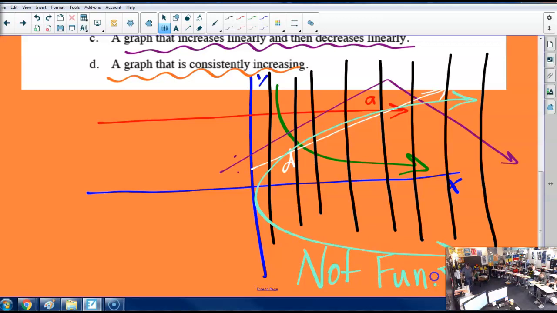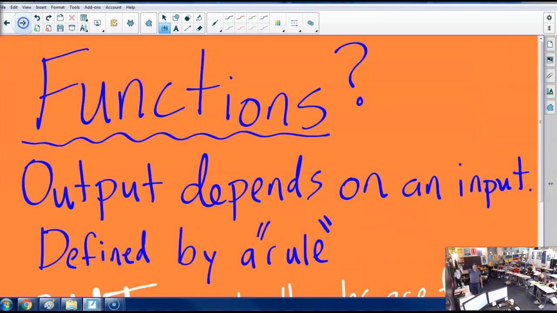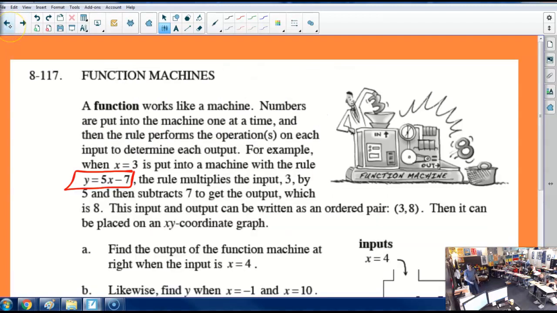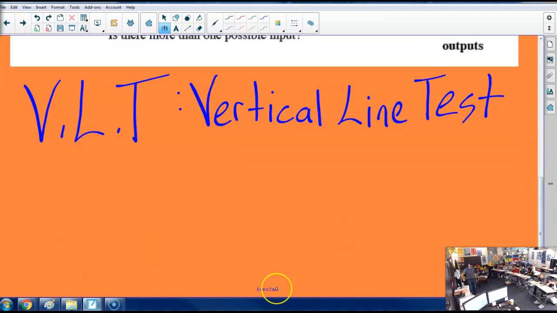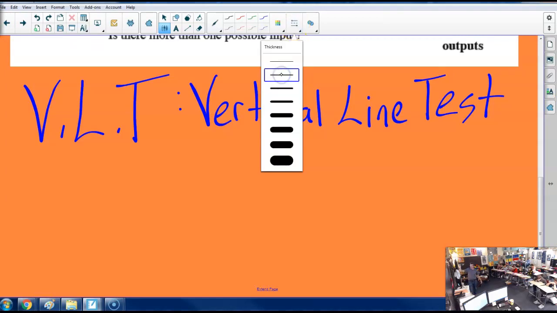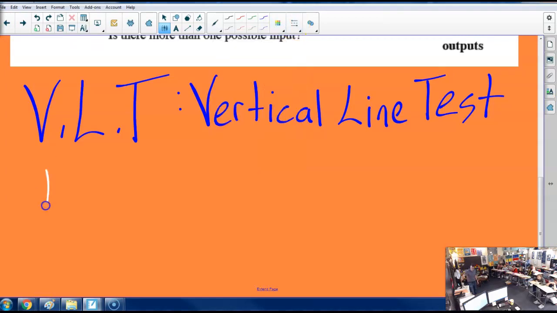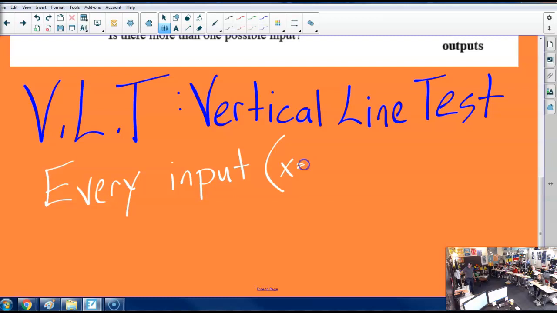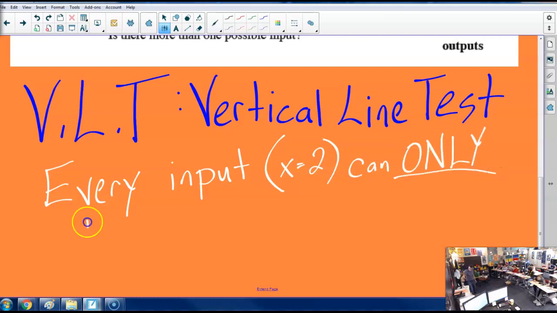And here's what the vertical line test is actually coming from. I need you to write this down too, please, because this is where we build the vertical line test from. But I just want you guys to go ahead and know it. Every input, like x equals 5, or x equals whatever. Write down an example. Every input, your x value, can only have one output.